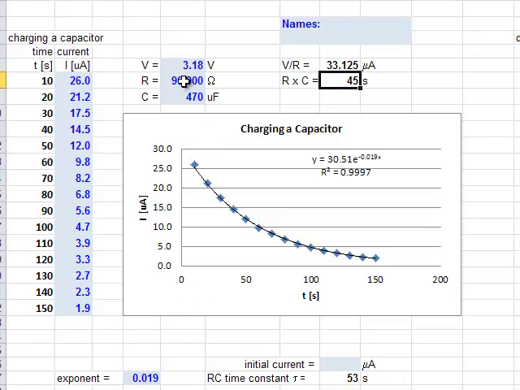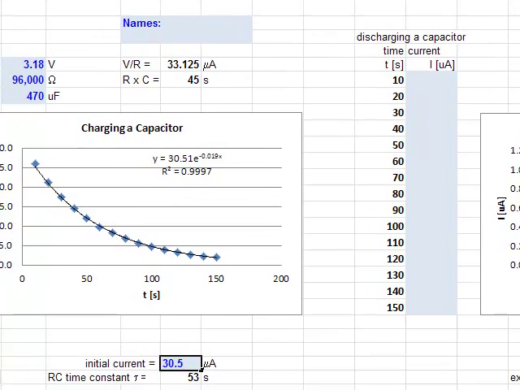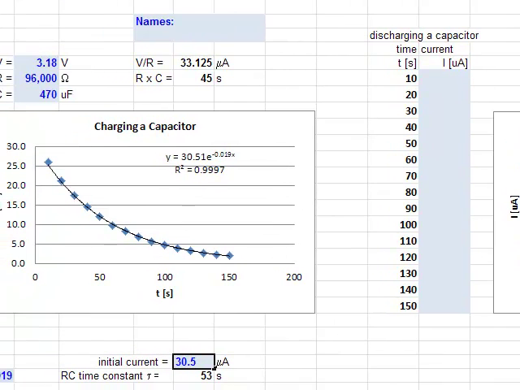And again, part of the reason is that the resistor, which figures in here, has a 5% tolerance, and the capacitor actually has up to 20% tolerance, and that easily explains why the time constant that is calculated from the beginning versus the measured one, 53 seconds, could be quite a bit off. By initial current here, that's actually the 30.5 that I should put on there. So that's how you enter the data, and of course for discharging, it's just the same.